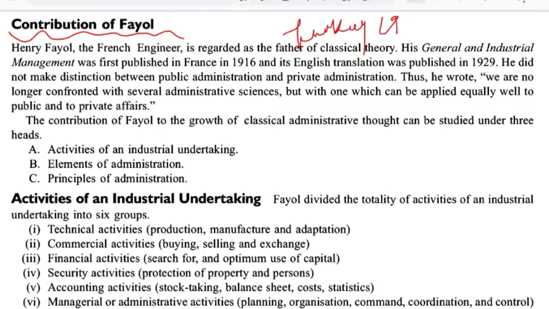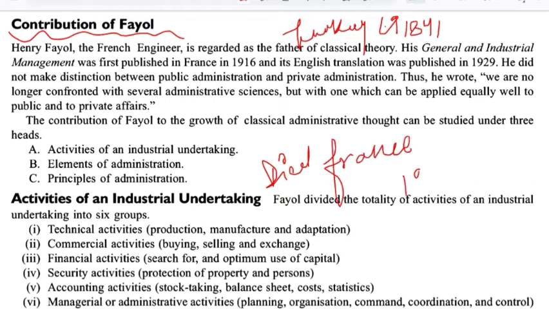in 1841, and he died in France in 1925. The most famous books by Henri Fayol are General and Industrial Management in 1916, and Henri Fayol's Classic General and Industrial Administration in 1987, also published as General and Industrial Management. This edition was written by Henri Fayol and Irwin Gray.